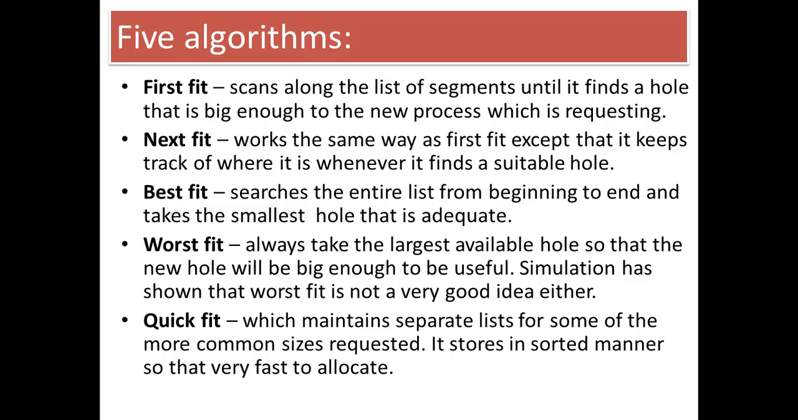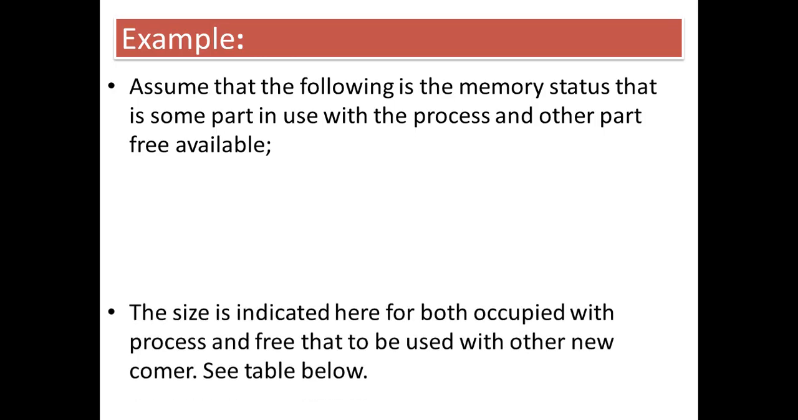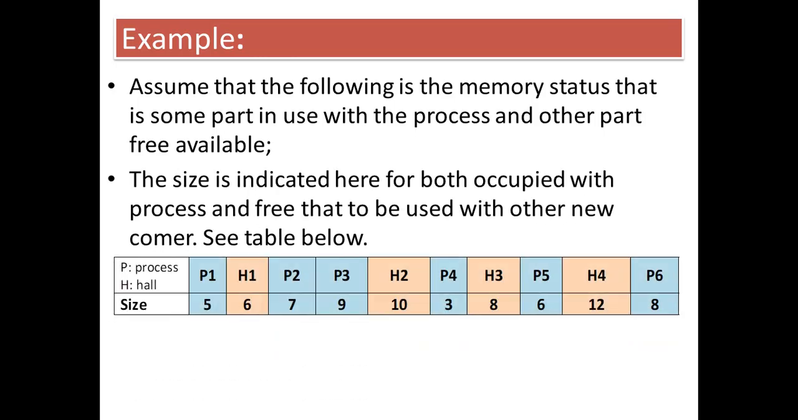Okay, let's take one example to clarify these concepts. We have this memory, in the form I use here to clearly indicate. Assume this is the memory block. P indicates a process, H indicates a hole, and beneath each H or P is the size available or the size in use. This is the memory status: some part is in use by processes and other parts are free.